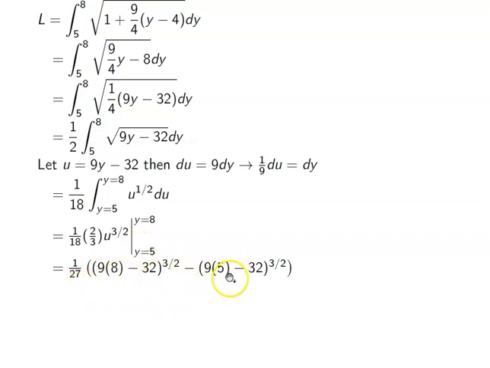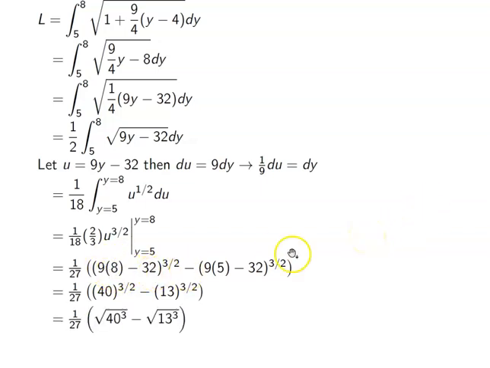So now we'll just start to simplify some more. This turns into 40. This turns into 13, right? So we basically have 45 minus 32, and this is 72 minus 32. Okay. So this is 40 cubed square root, 13 cubed square root. So we can pull out one full 40 and one full 13. And then we can simplify, at least for this 40.